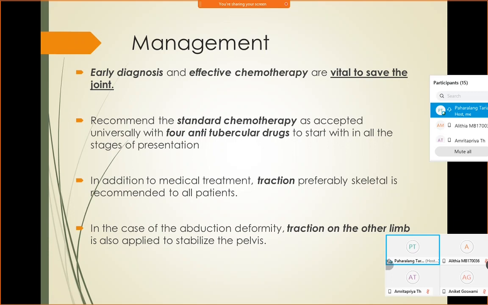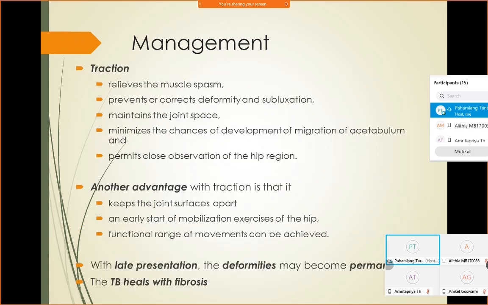Traction can be in the form of skin traction or skeletal traction. The role of traction basically is to immobilize. At the same time, it prevents pain and it also helps to maintain the joint space. If you want to prevent deformity of the opposite limb, you have to apply traction on the opposite limb also. So I mentioned already, traction relieves muscle spasm.